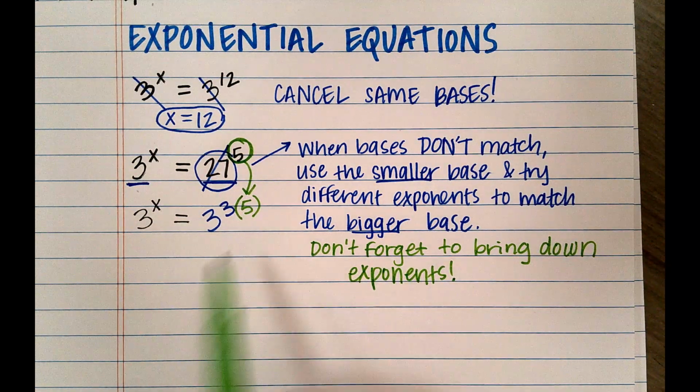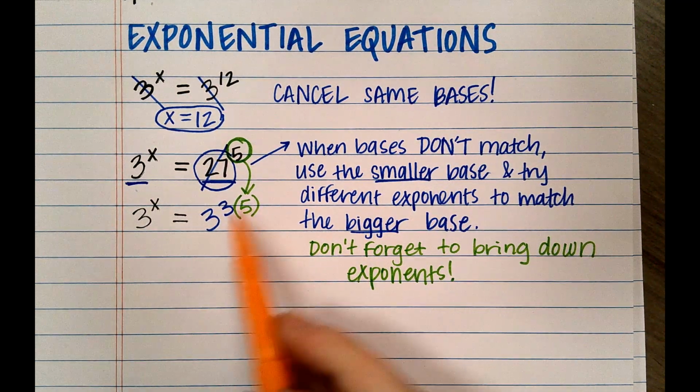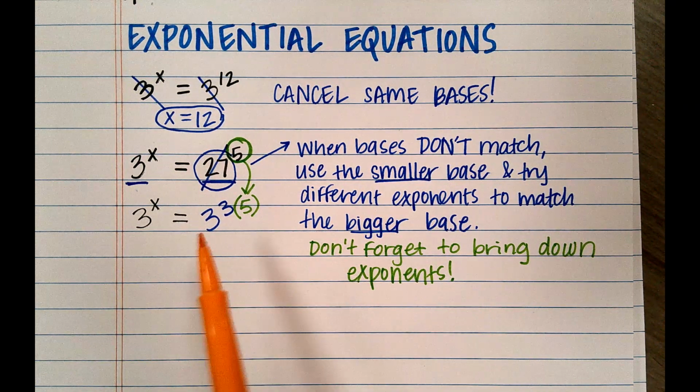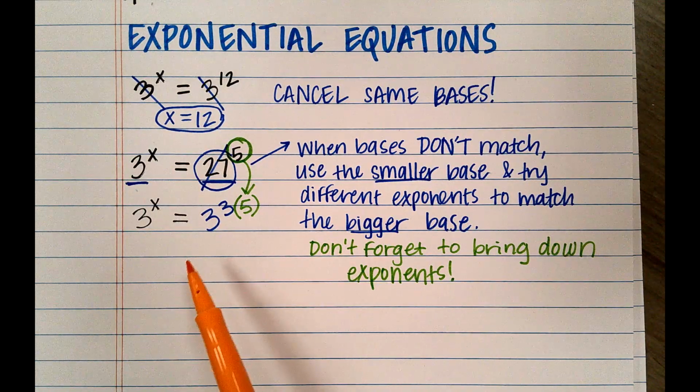So we brought down the 5. And then, exactly right what you said. Now we can do the 3 times 5, and that gives us 15. But what's something else we could do here?